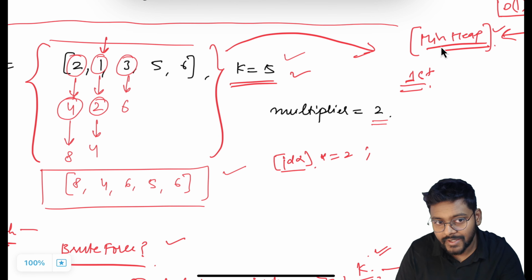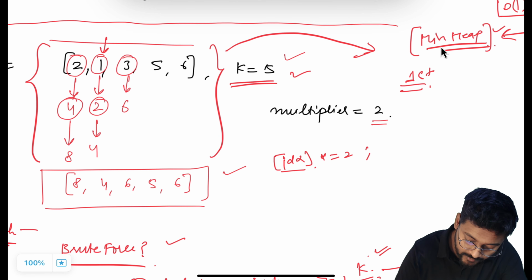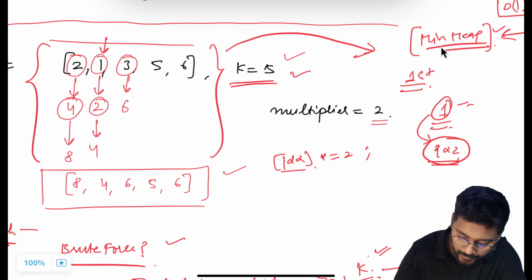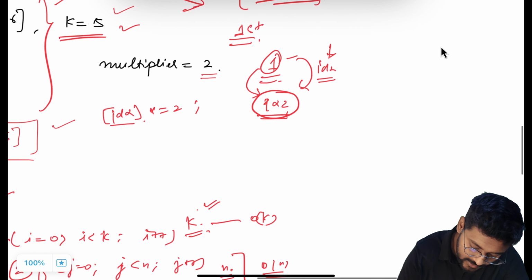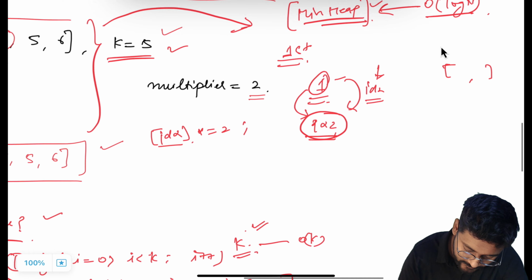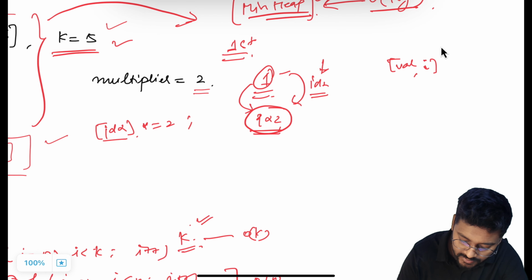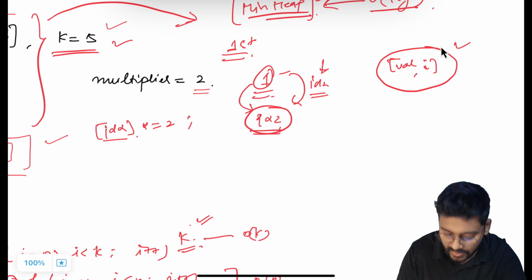I will insert all the elements in my heap, and when it is the first operation, I will pick the minimum one. Minimum one is 1. And I have to update its value from 1 to 2. To update the value, I would require its index. So along with the value, we also need to store the index in the min heap. So in the min heap, we can store an array where the first element is the value and the second element is the index. So this is the item we are storing in the min heap.